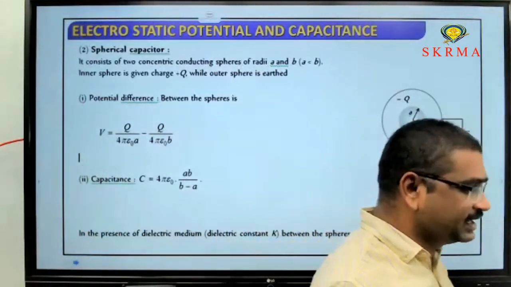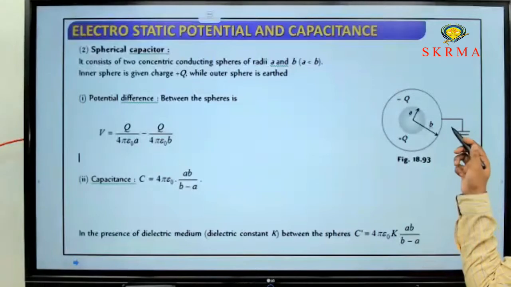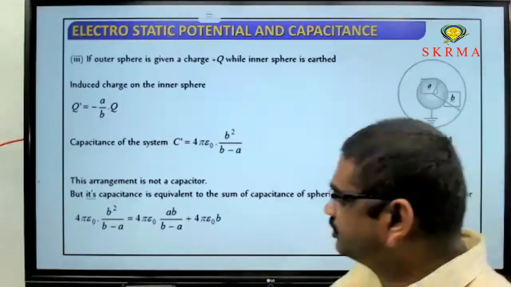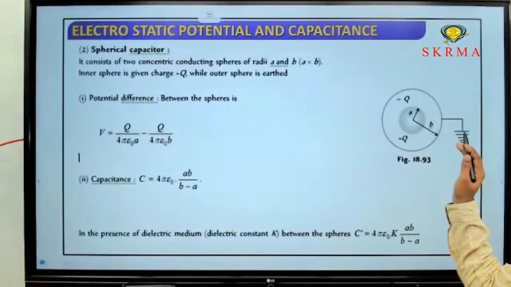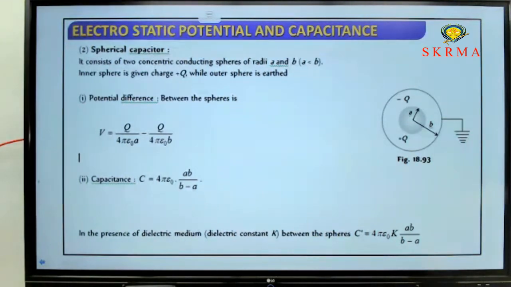And one more thing is, the outer sphere is earthed here. In the first case, the outer sphere is earthed. Now we need to calculate the capacitance of this one.